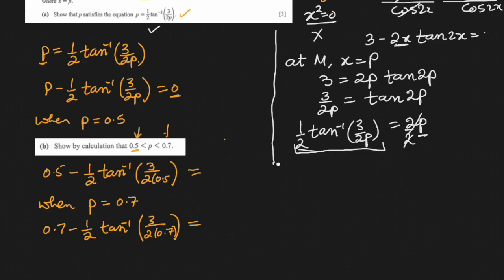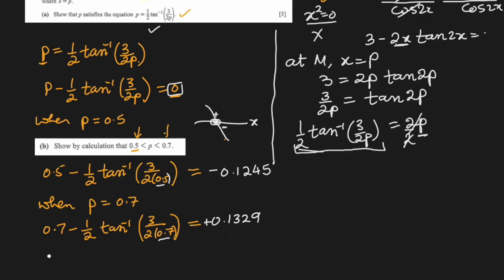What I'm getting here is minus 0.1245, and I'm getting here 0.1329. The most important thing is, one is negative, one is positive. We wanted this expression to be equal to 0. So if we draw any graph and we want to find a root which is x-intercept, right? If one side is positive and the other side is negative, that means 0 is somewhere in between. So if this is negative here and positive here, that means our actual answer is between 0.5 and 0.7.